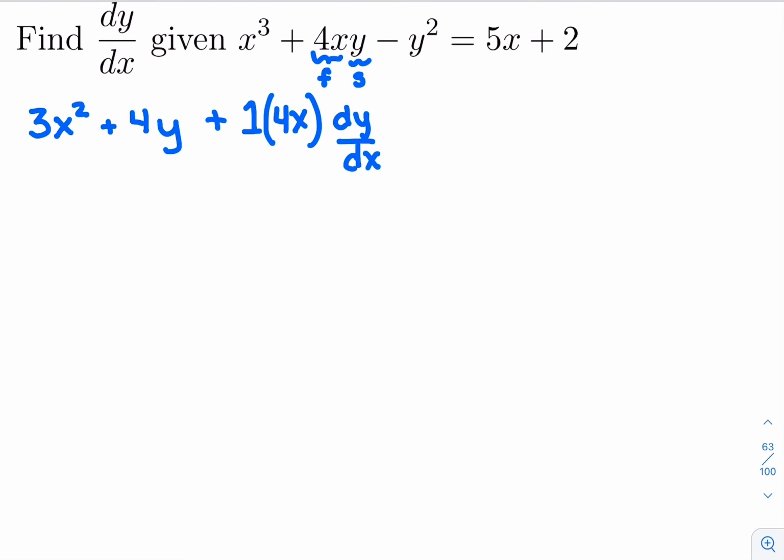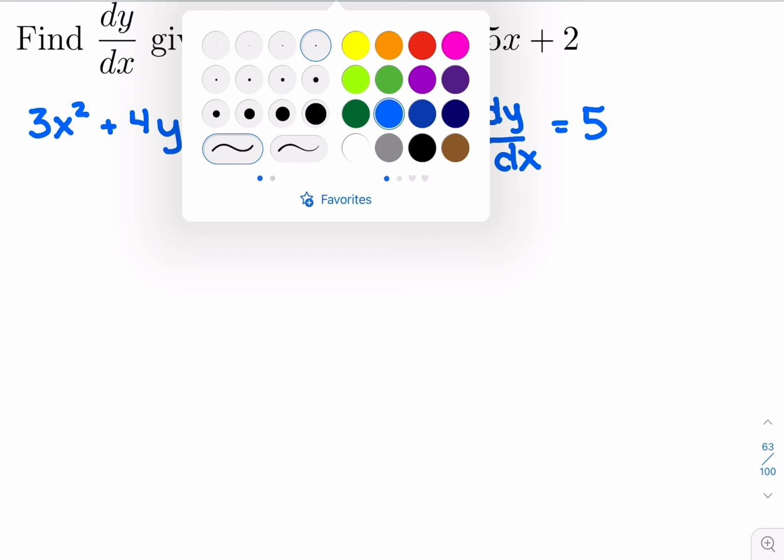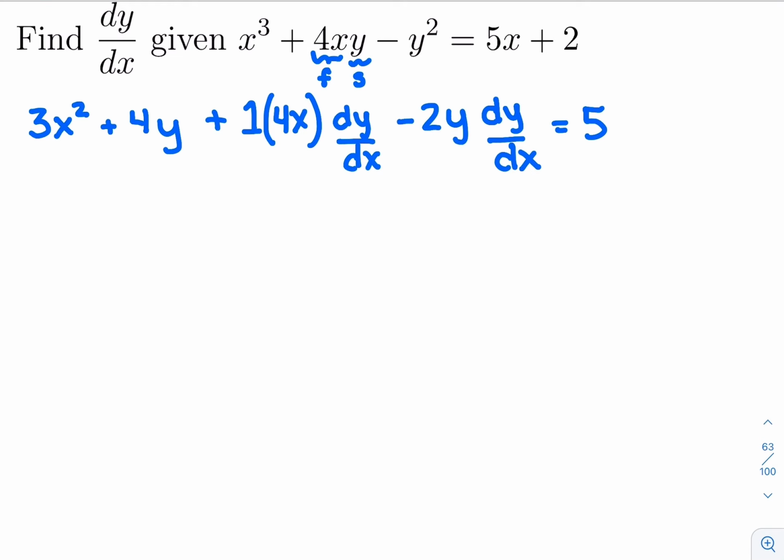Now we're on to the derivative of negative y squared, which is going to be negative 2y, and it needs a dy/dx, equals the derivative of 5x, which is 5, and the derivative of 2 is 0. So now I have the derivative of every single term. I can choose to keep the dy/dx on the left or move every dy/dx term to the right. This time I guess I will keep it on the left.